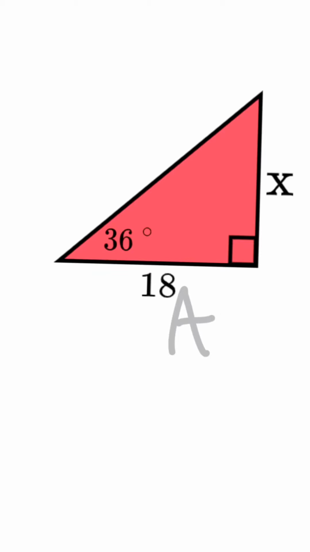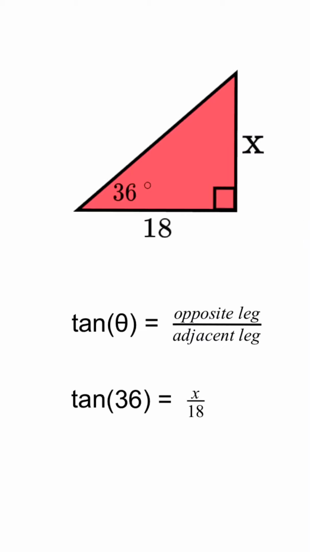And, of course, the two sides that form the right angle are always the adjacent leg and the opposite leg. So if this is the adjacent leg, that means that this leg has to be the opposite leg. So at this point, we're going to ask ourselves which trigonometric function uses the opposite leg and the adjacent leg. So the tangent of an angle is equal to the opposite leg over the adjacent leg.